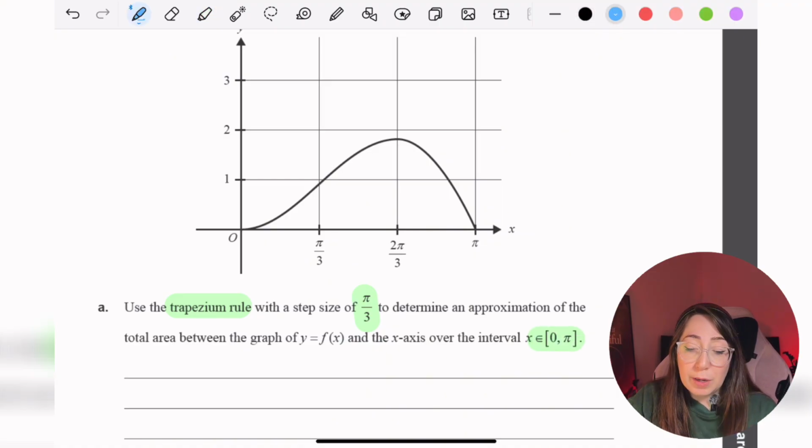Now, you don't have to do this, but I like to draw in my trapeziums just to make sure that I've got everything in correctly. So there's my first one, first step of pi on 3. There's the second one, and there's the third one.